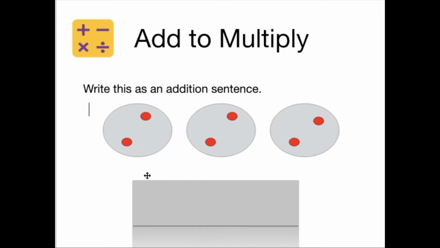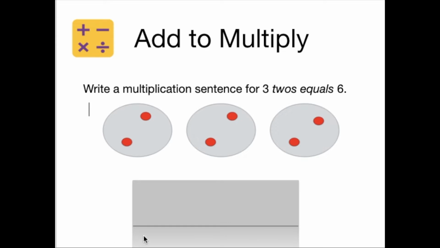Let's write this as an addition sentence. Okay, so we have 2 in each group, and we're looking at 3 different groups. So that to me sounds like we are adding 2 3 times. 2 plus 2 plus 2. That would be our repeated addition sentence.